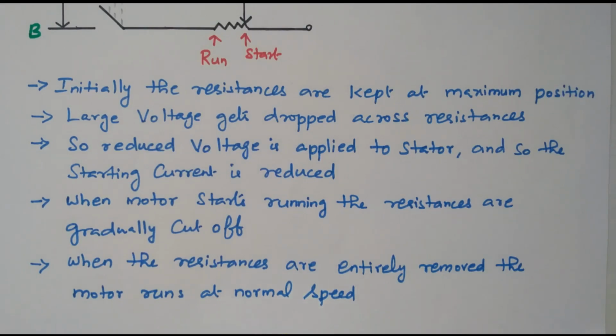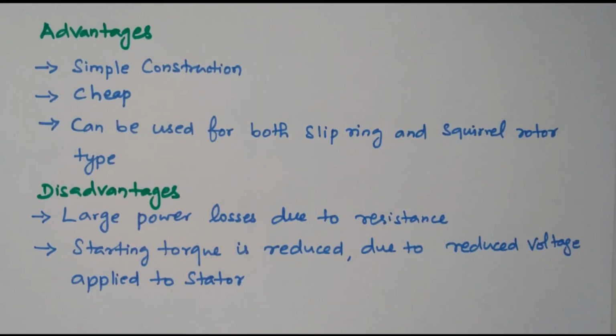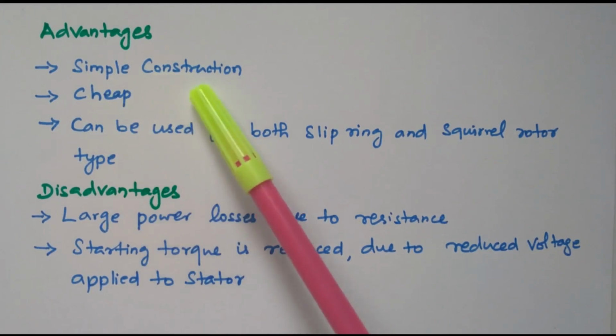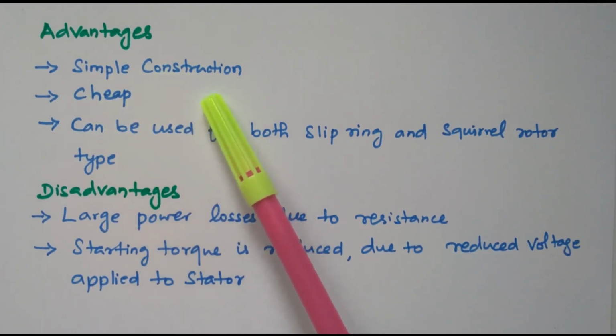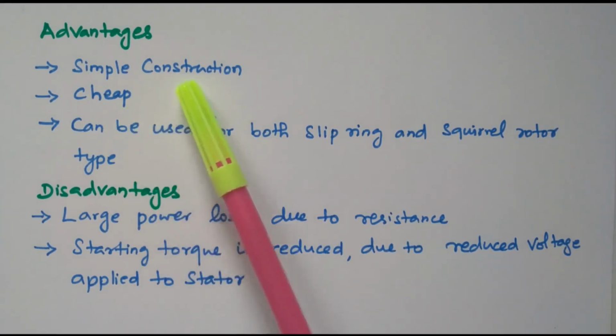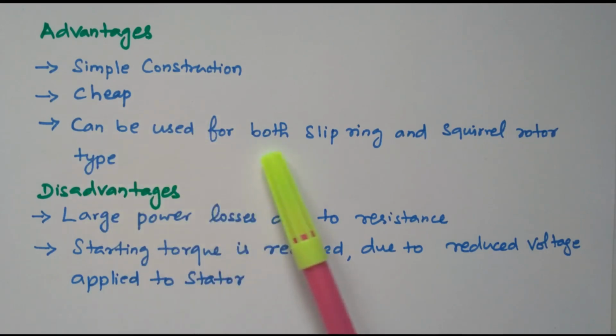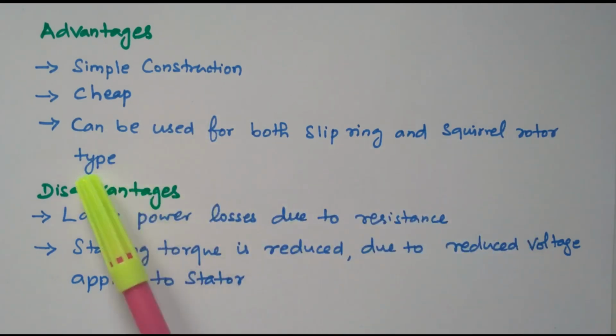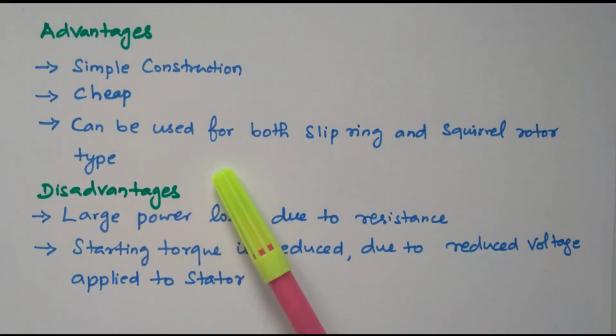Now we'll see the advantages and disadvantages of this stator resistance method. The advantages are simple construction. We only need a set of three resistors, and it is cheap. The cost is also very low, because we only need one set of resistors. It can be used for both slip ring as well as squirrel cage type of induction motor. It is applicable for both types of induction motors.